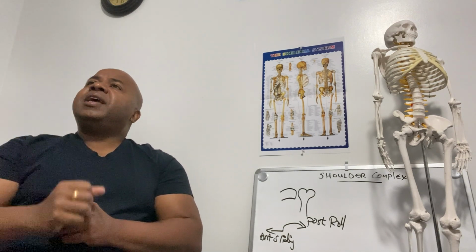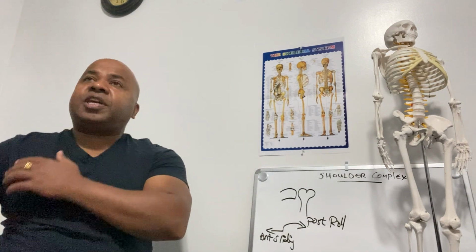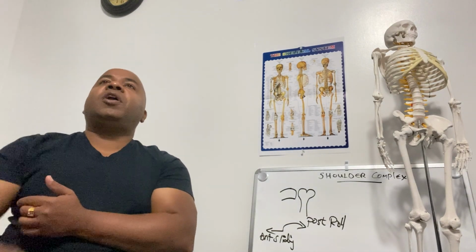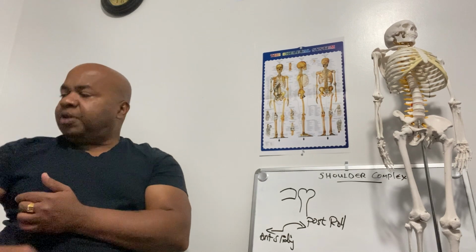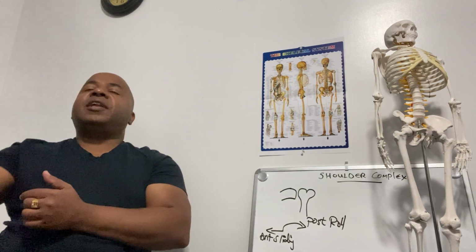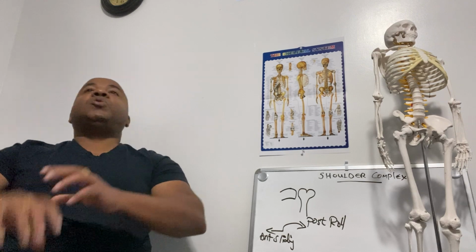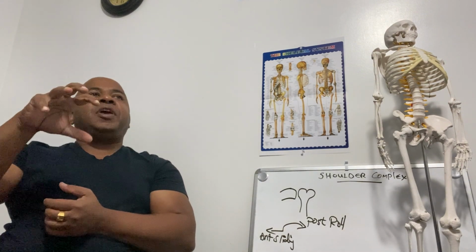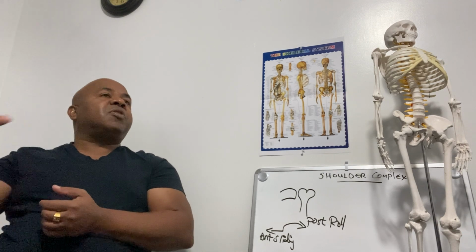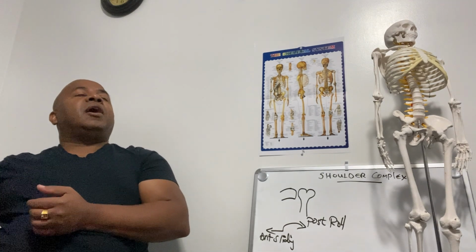And during internal rotation, there is a posterior rolling of the head of the humerus, and during external rotation, there is an anterior rolling of the humeral head. So these are the arthrokinematic movements, and these movements are very, very important when you are going for the manipulation or mobilization of the shoulder joint.